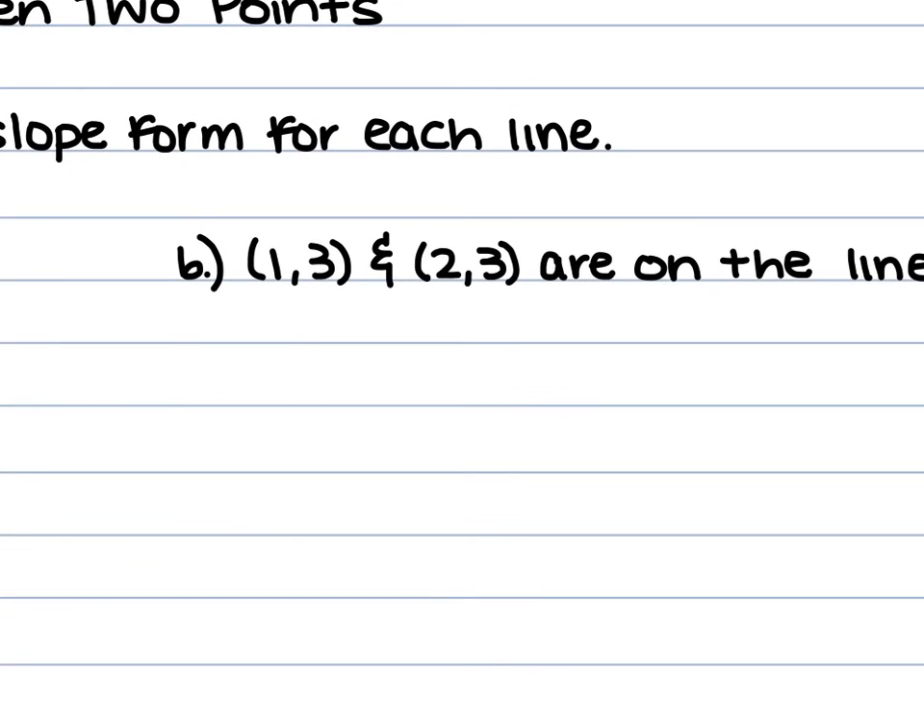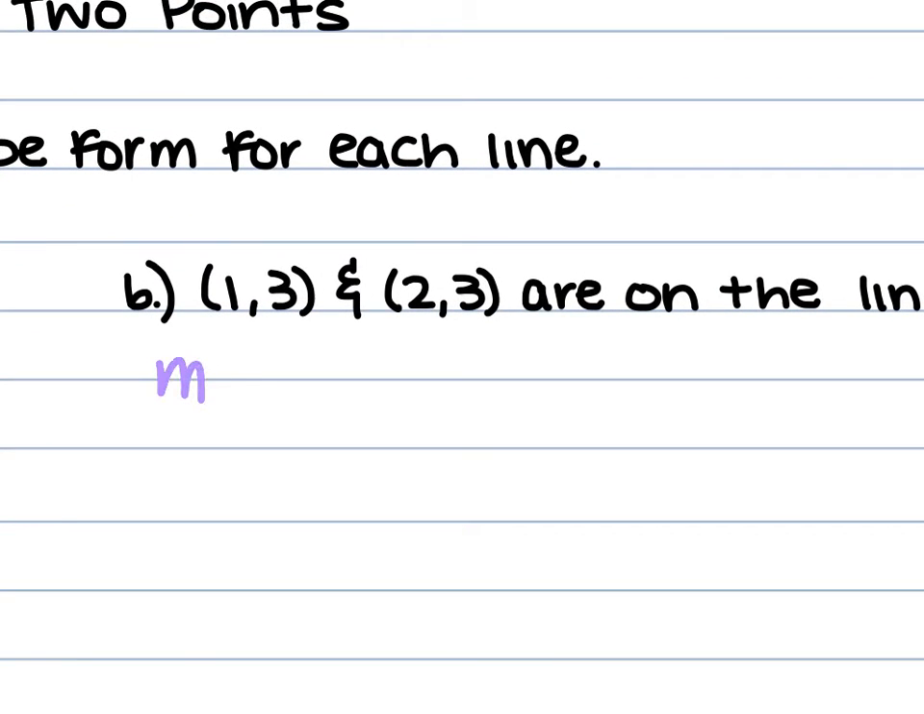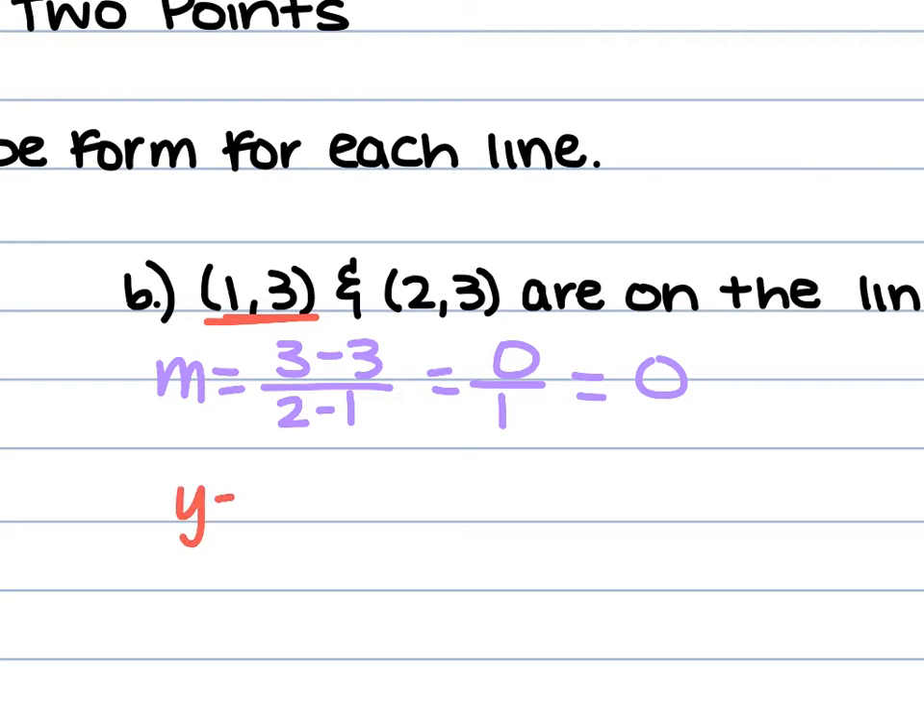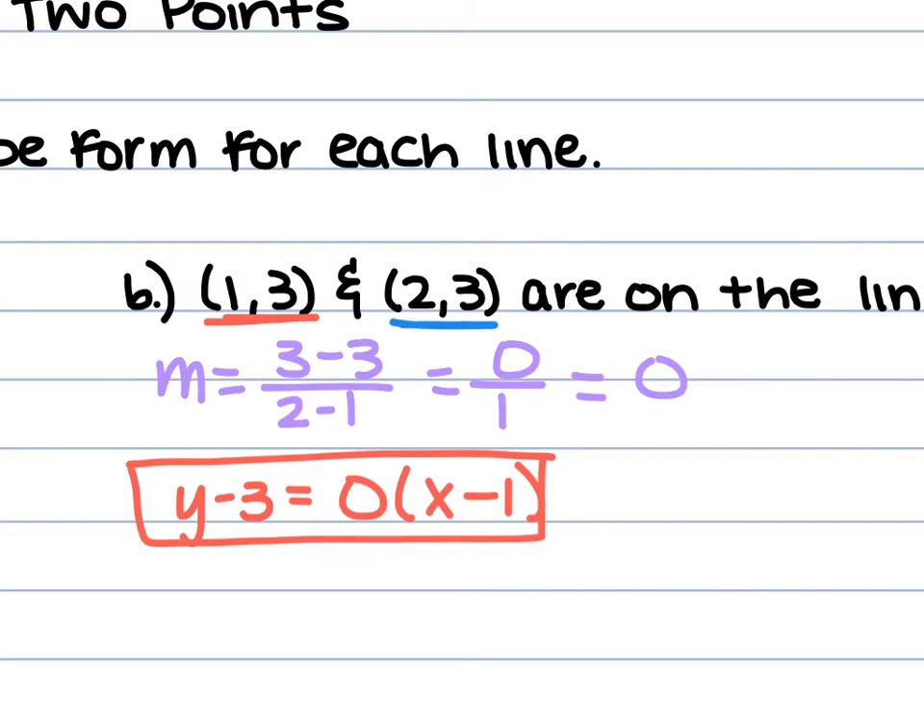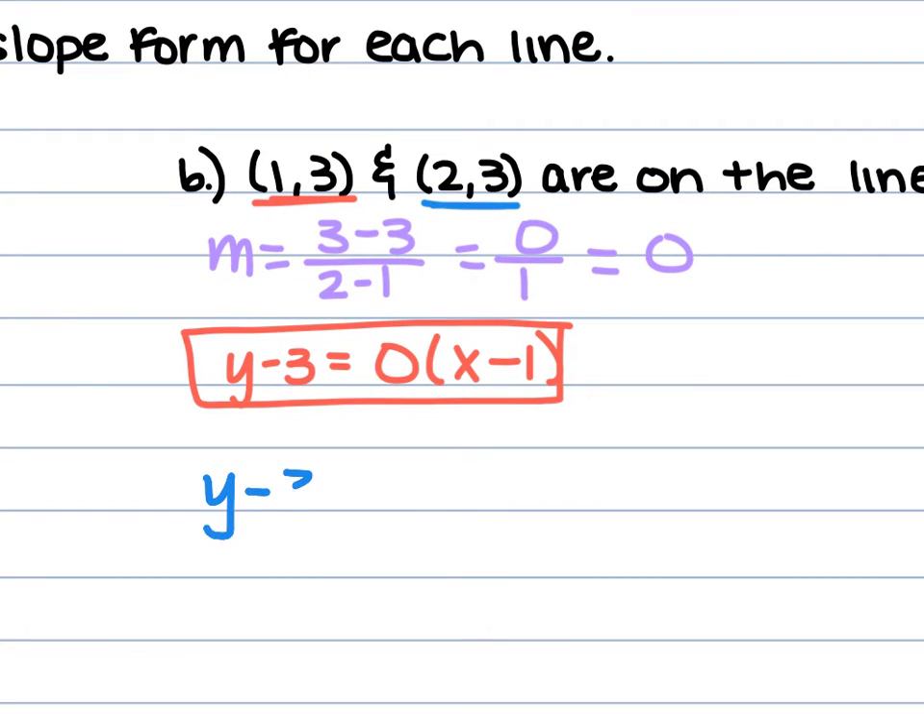For B, we have (1, 3) and (2, 3). So we are going to find our slope, 3 minus 3 over 2 minus 1. Whichever point you use first doesn't matter. The 3 minus 3 is 0, 2 minus 1 is 1, 0 over anything is 0, so our slope here is 0. If we used the (1, 3), we would get y minus 3 is equal to 0 times x minus 1. If we used the (2, 3), we would have y minus 3 is equal to 0 times x minus 2.